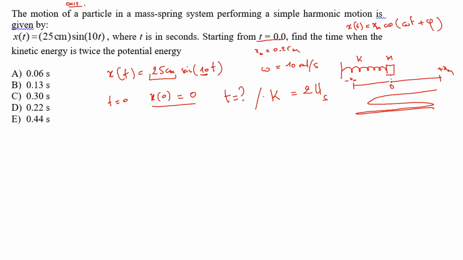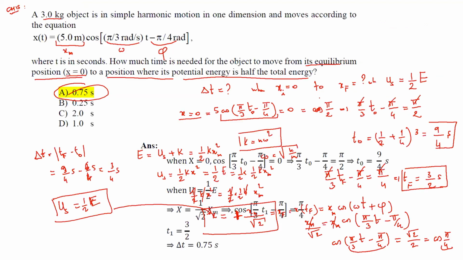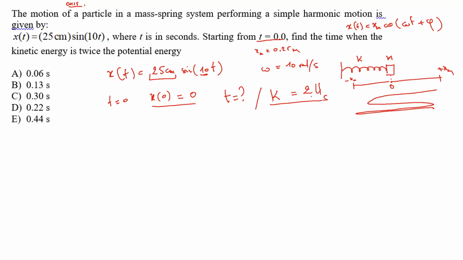Now, the key is here. Like before, you remember I said potential energy is half of total energy. Here, I said kinetic energy is 2 times spring potential energy. You start with the mechanical energy. Mechanical energy is constant, and it's equal to kinetic energy plus spring potential energy, which is equal to half k x max square. At x max, kinetic energy is 0, and my mechanical energy is purely spring potential energy. Same at minus x max. I stop, so kinetic energy is 0.